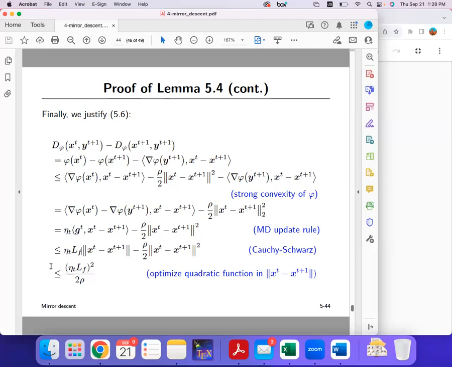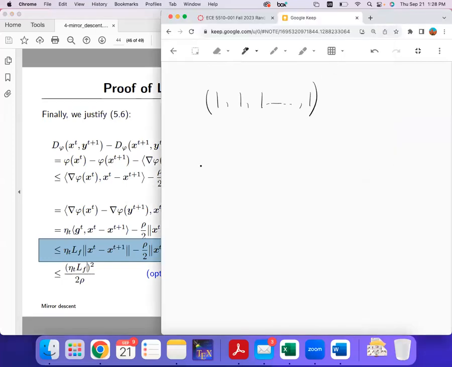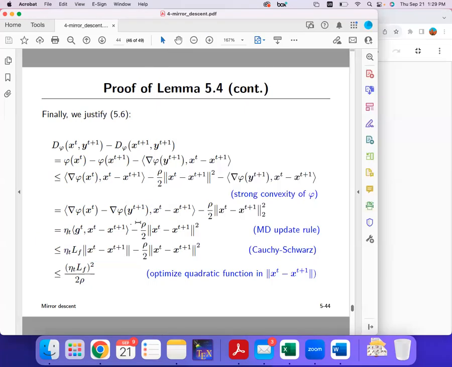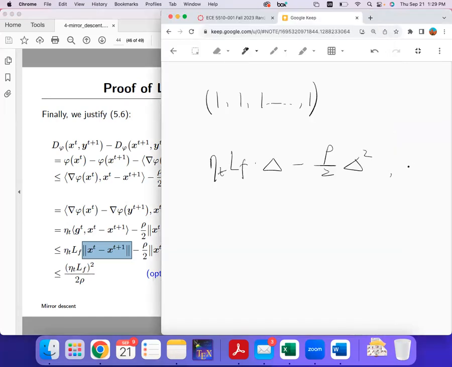And then the last line is basically optimizing these two terms as a quadratic function. Basically, what you have is eta_t L_f times delta minus rho over 2 times delta squared, where delta represents this norm. And of course, this delta is non-negative.